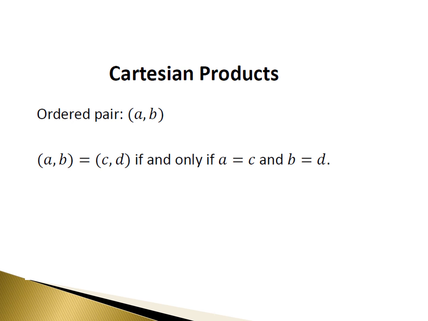So we have now the Cartesian product. In the Cartesian product, we have the ordered pair. So take note of that one. The Cartesian product is an ordered pair. So (a, b) equals (c, d) if and only if a equals c, and then b is also equal to d. So that is the Cartesian product.